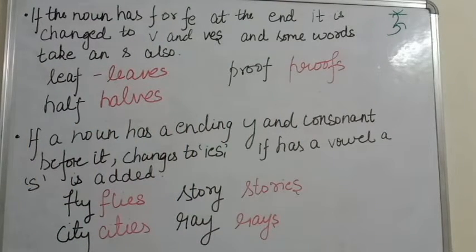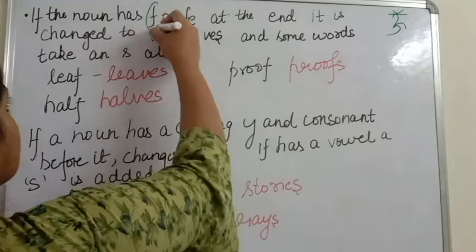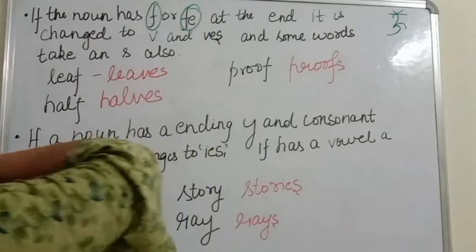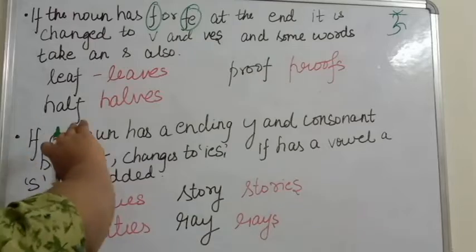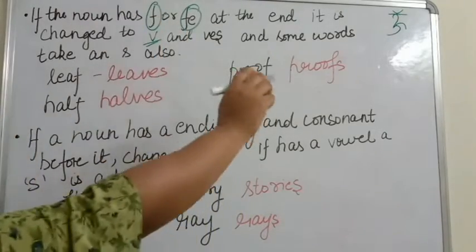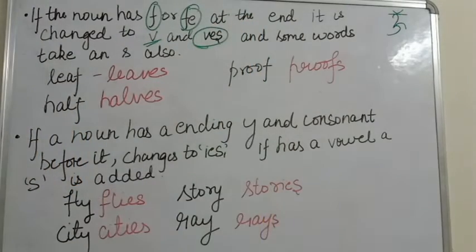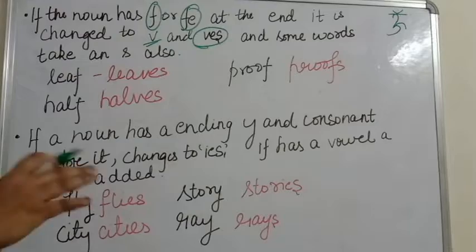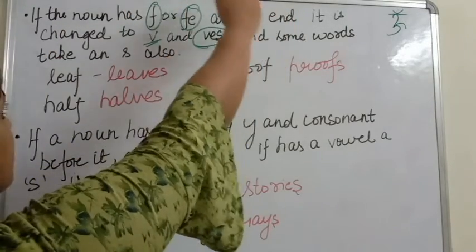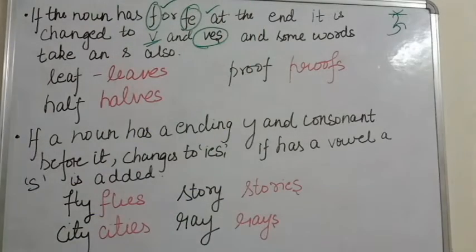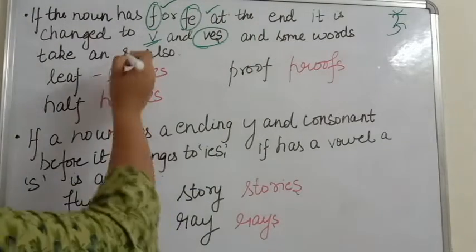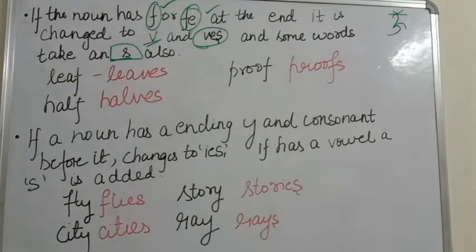Another rule: if the singular noun ends in F or FE, it is changed to V. If it has F, it changes to VES, and if some words are ending in either F or FE, they also get S as their ending to make them plural. So let's make it easier to understand.